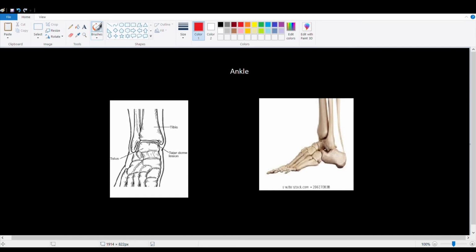So the ankle could get a little complicated just because there could be open chain and a closed chain. But just for pure easiness, we're just going to use the open chain, meaning we are not standing on the ground.